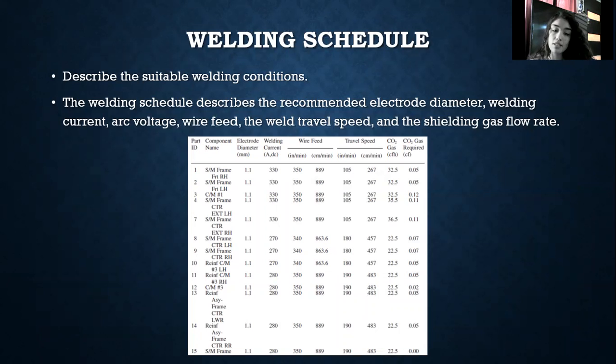A welding schedule can be made. In this schedule it can be recommended the electrode diameter, the welding current, the arc voltage, the wire feed, the travel speed, and the shielding gas flow rate. So with this you have everything stipulated. That's the word, stipulated. So you always follow the same correct quantity of wire feed and travel speed. So you always have that part well welded.